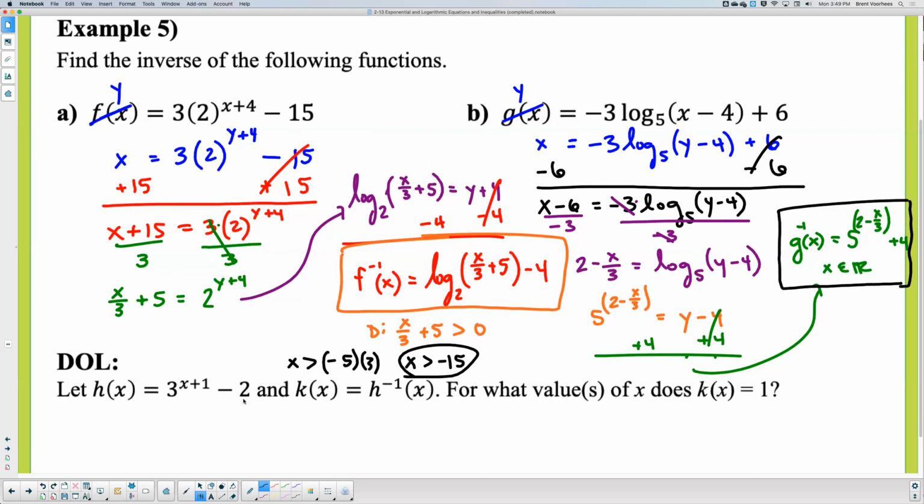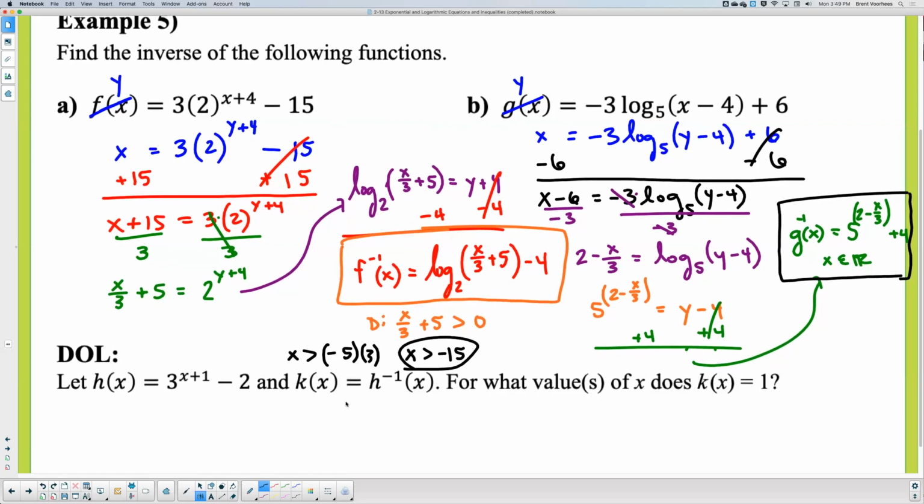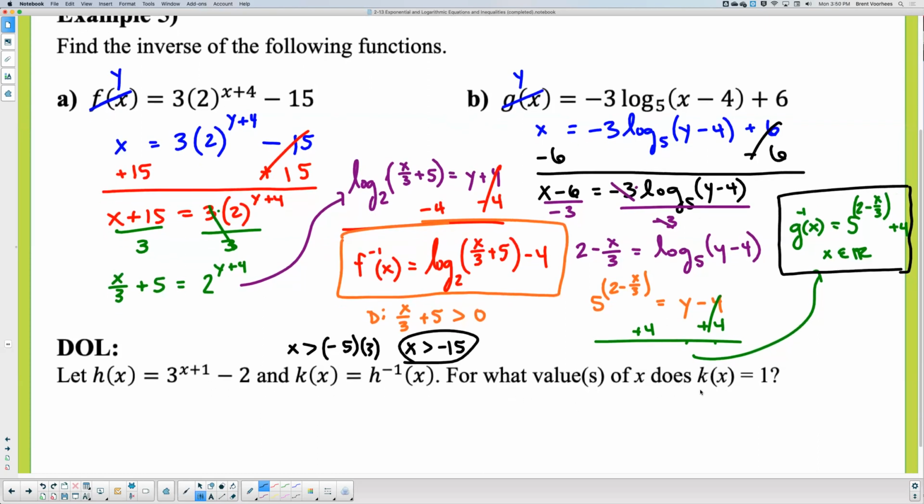Here's a DOL for you. For what values of x does k of x equal 1? And I want you to think of k being the inverse. So this is saying k of x equals 1. That's saying the y value equals 1. For what values does the y value equal 1? Think on that, and it'll help you out on solving that.